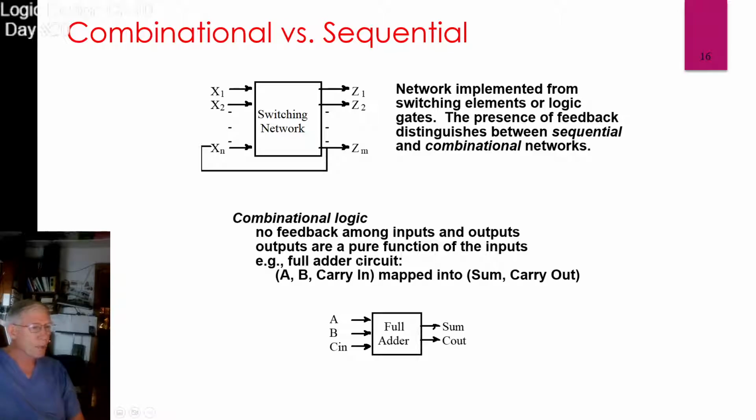Okay. So for instance, a full adder: 1 bit of A, 1 bit of B, 1 bit of carry in, 1 bit of sum, and a carry out. So that's a combinational device. There's no feedback. There's no clock. In a sequential design, there is feedback. Some of these outputs get fed back into the inputs, as well as the inputs into this sequential network.